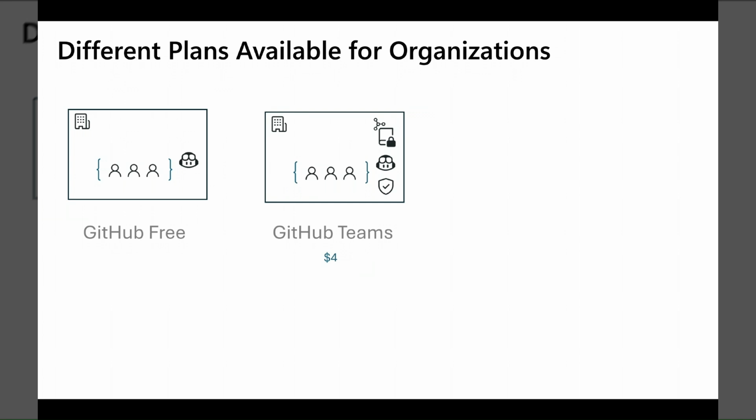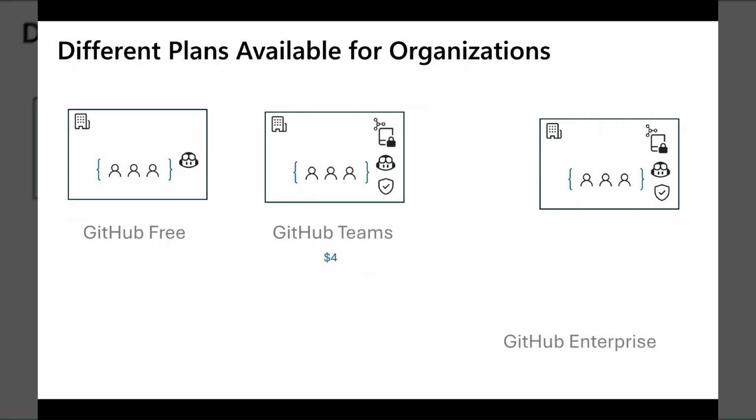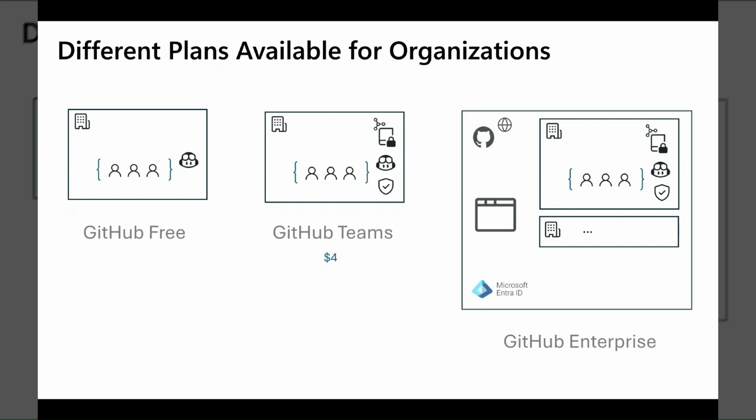GitHub Enterprise has all the features included in GitHub Teams with the added capability of having multiple organizations. So you have an unlimited number of organizations. It's great if you have multiple business units, and all these organizations sit within an enterprise tenant. That tenant has a centralized command center to manage all your organizations and their billing in one single location, and you can connect to the single sign-on of choice.